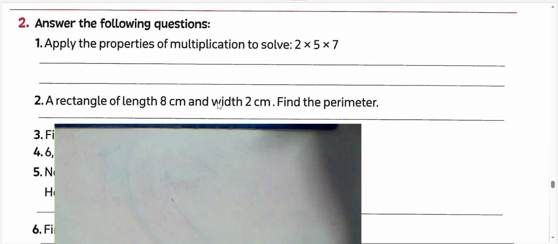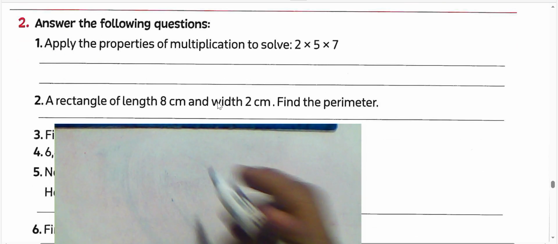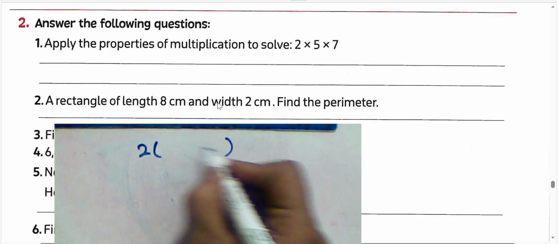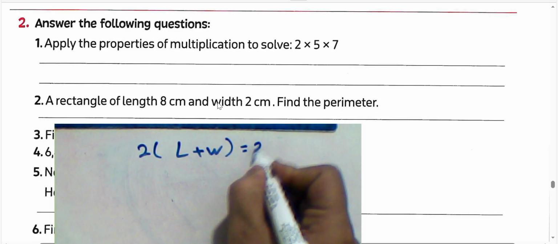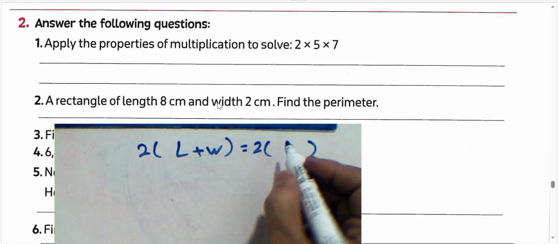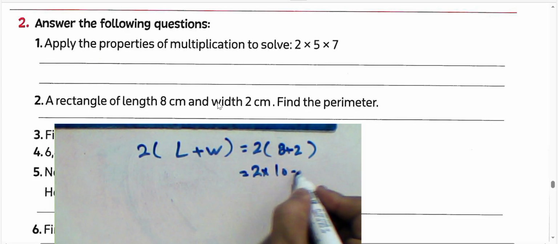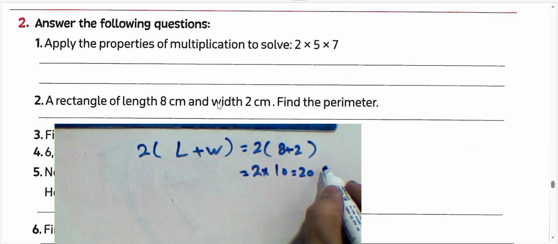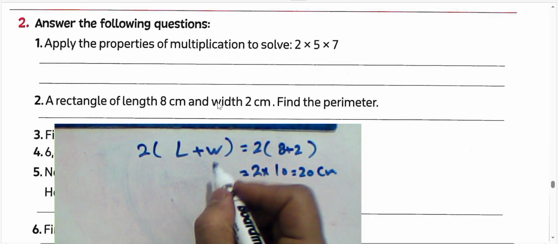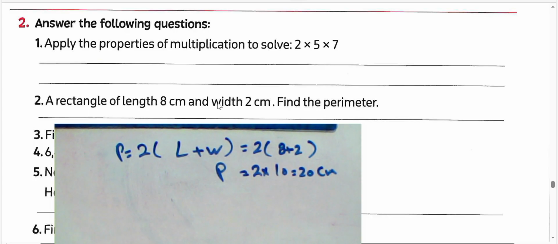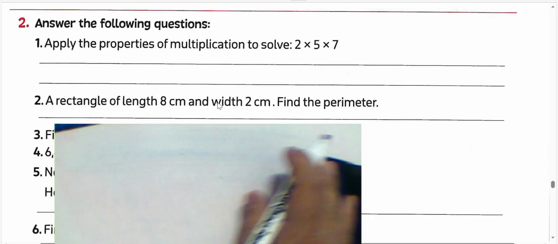Rectangle with length 8 cm and width 2 cm. Find the perimeter. The perimeter equals twice the sum of the length and width. Length here was 8 and width 2. Then we have 2 times 10 equals 20 cm. The perimeter equals 20 centimeters.